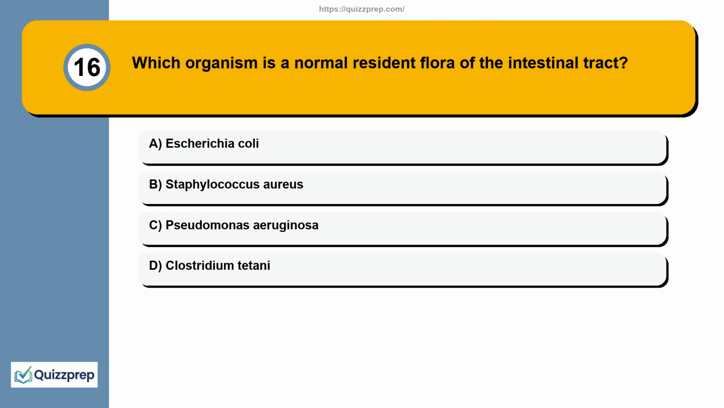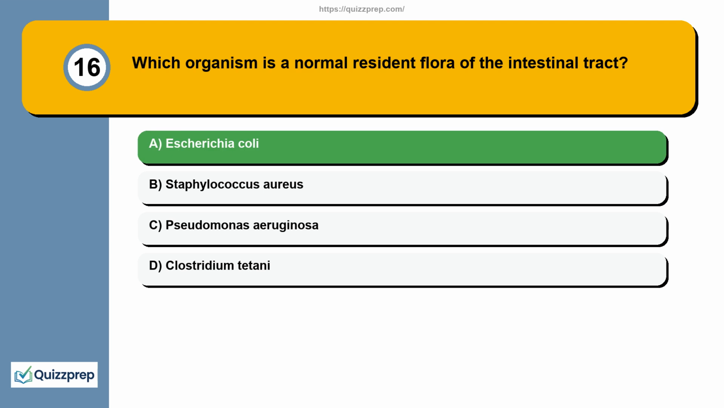Question 16. Which organism is a normal resident flora of the intestinal tract? Option A, Escherichia coli. Option B, Staphylococcus aureus. Option C, Pseudomonas aeruginosa. Option D, Clostridium tetani. The correct answer is option A, Escherichia coli.